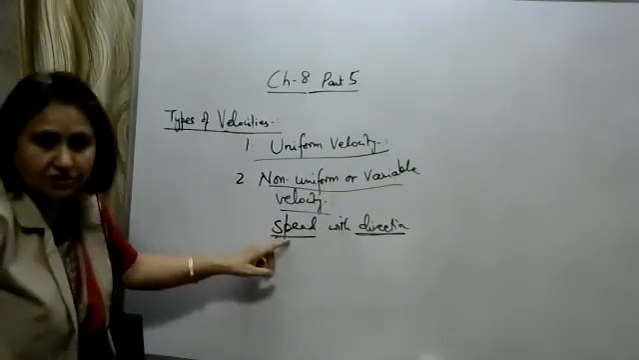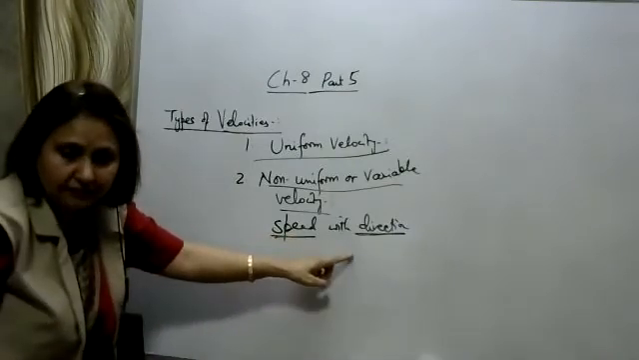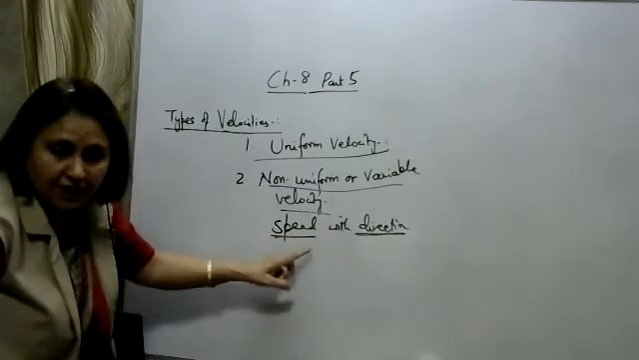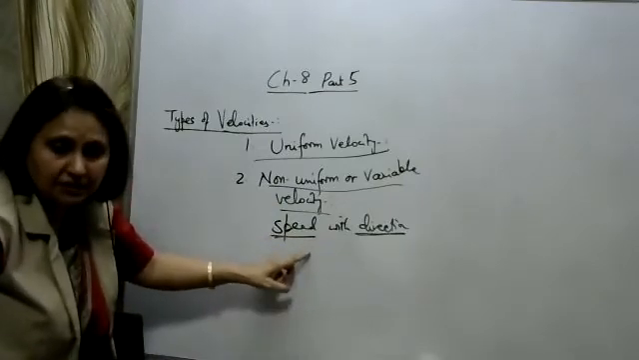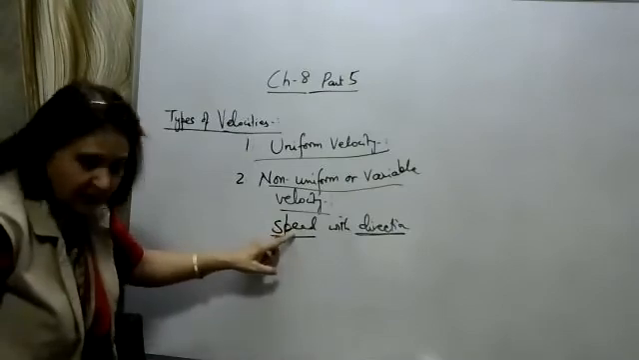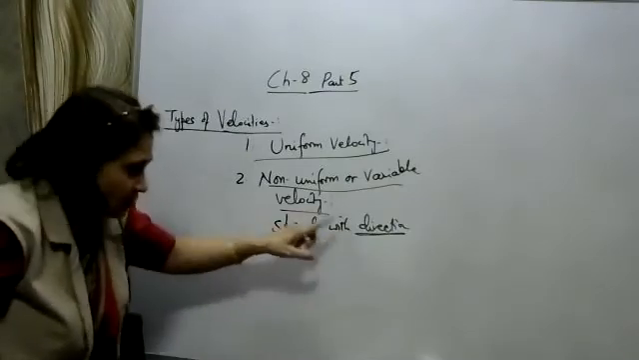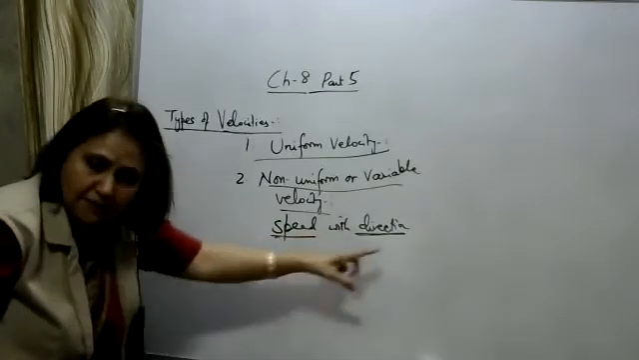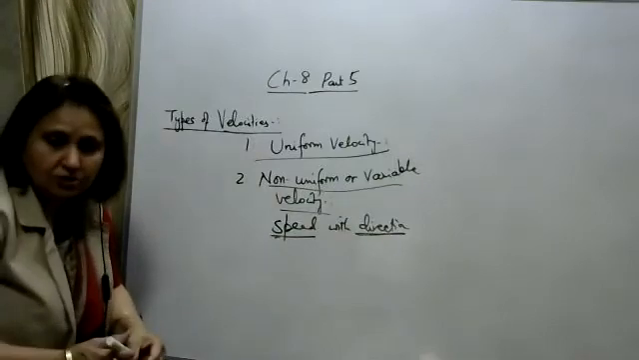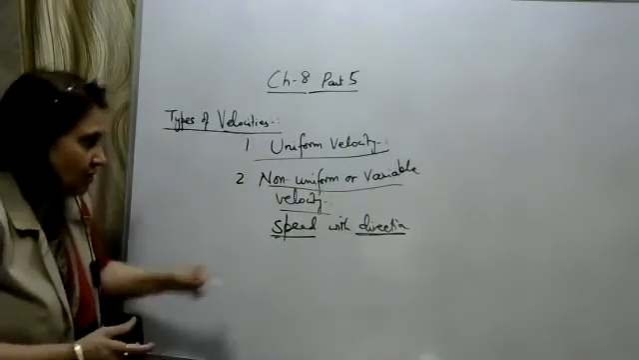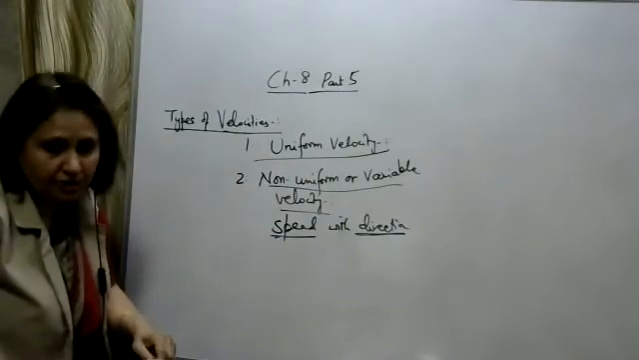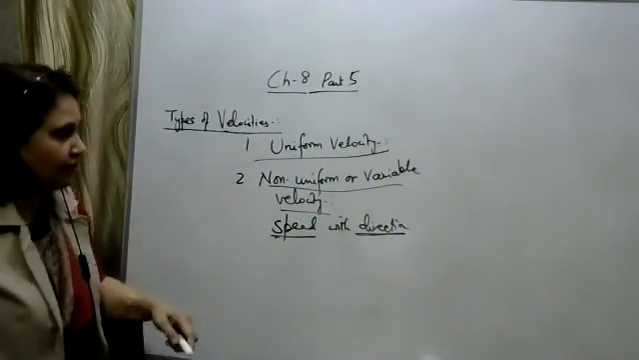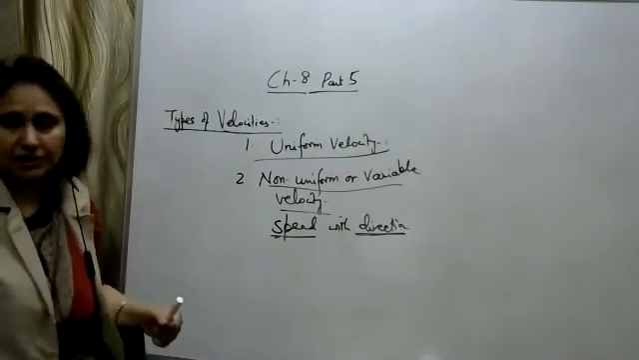So as velocity is speed with direction, non-uniform means variable. Variable means it's changing. When is it possible? Either speed is changing, or direction is changing, or maybe both are changing. Then also the velocity will be non-uniform. So write down non-uniform velocity or variable velocity.